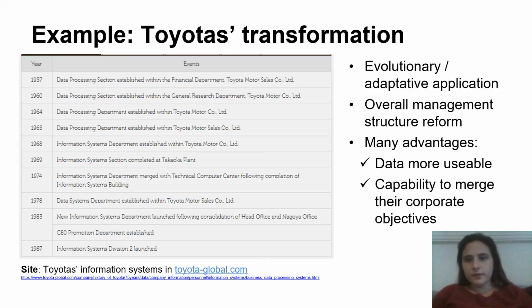As a real-life example, Toyota has actively propelled growth and innovation by incorporating new information processing technologies while responding to various changes in the external environment. The change was made with an evolutionary approach, as can be seen on the table. They made information systems globally adaptable and also reformed the overall management structure. Innovations in engineering systems made data more integrated and more usable on a global basis. The primary advantage of Toyota's management information systems is their capability to merge their corporate objectives all over the world.